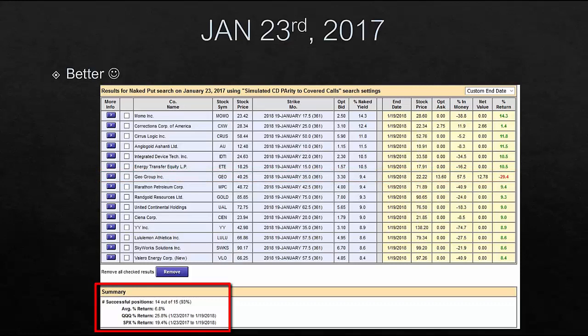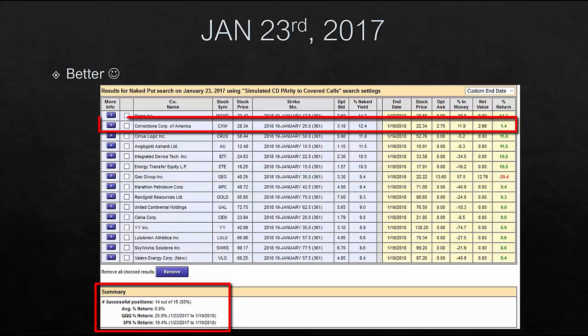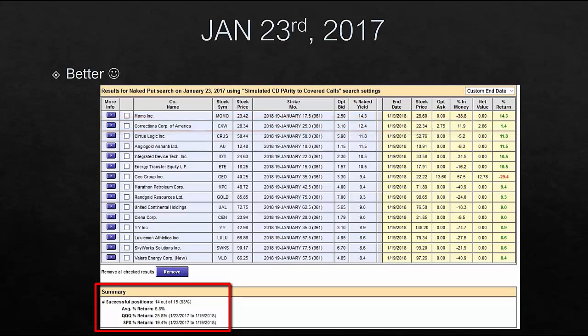What do I mean by not the maximum return? CXW, the second trade, when it was at 28.34, sold the 25 strike put for 310, a 12.4% yield. But at January expiration, the stock was trading at 22.34. It's about 266 in the money. So we had to pay that back to close the put as a loss. So we only saw a 1.4% return, but it was still a return. So 14 out of 15 or 93% were still successful. But we didn't hit the max return on that one position and took a fair loss on the GEO position.